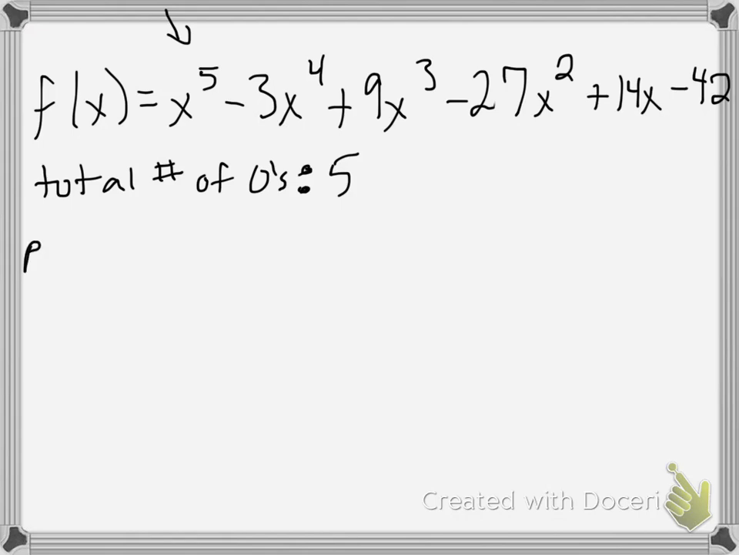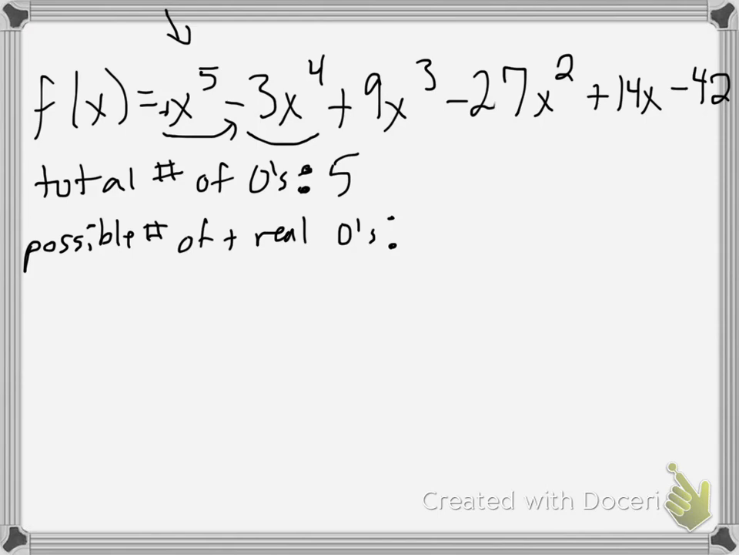Let's look at our possible number of positive real zeros. Once again, this is where we use Descartes' rule of signs. So I'm looking at all the sign changes within my function. So I go from positive to negative here. There's 1, 2, 3, 4. I have 5 sign changes. So the maximum total number of possible real zeros that could be would be 5.